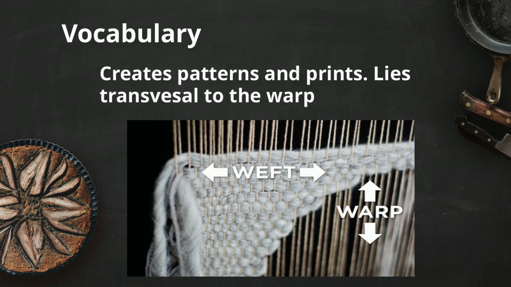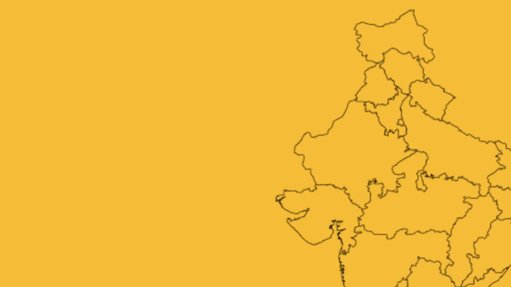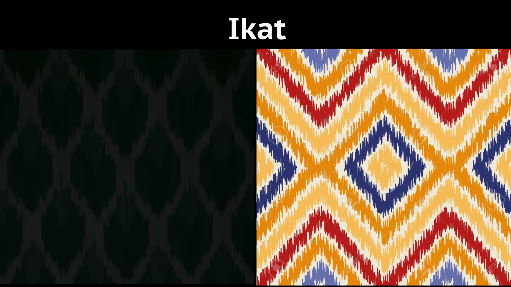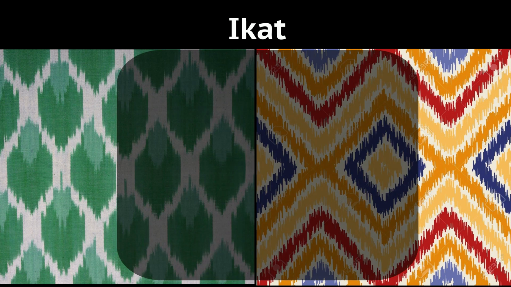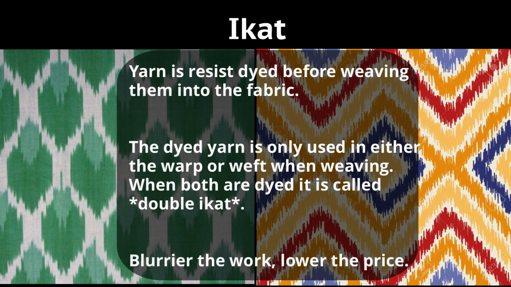So let us begin. From the port state of Gujarat, there are three famous weaves. First, the ikat weave. For ikat, one of the yarns, either the warp or the weft, is resist dyed prior to the weaving. Therefore, patterns appear in an interesting way once weaved. Remember, the quality of the ikat weave is measured by the quality of the print. The blurrier the print, the lower the quality.